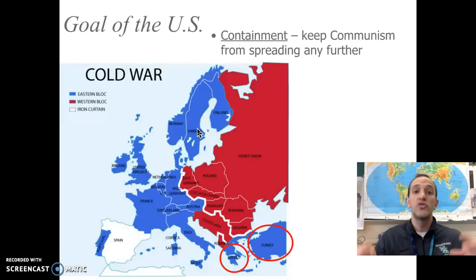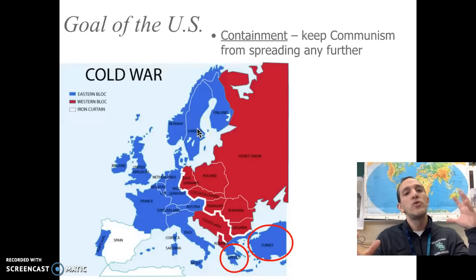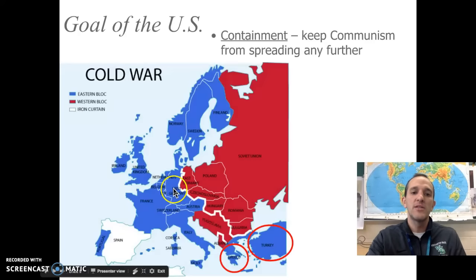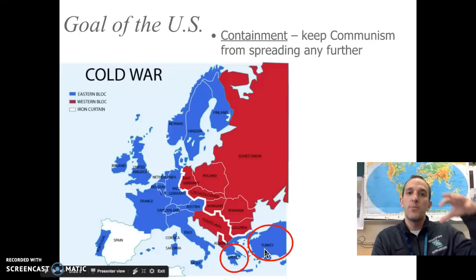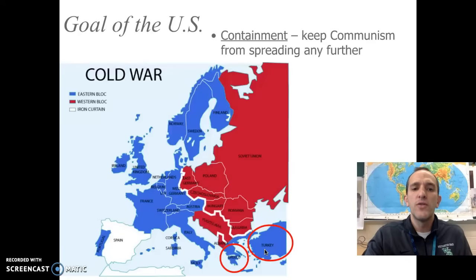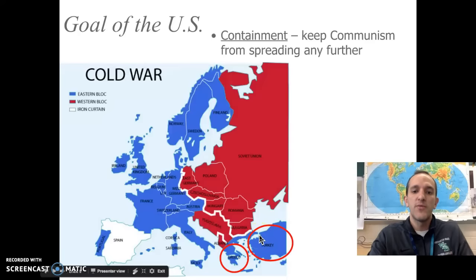The US's goal is to contain communism. You can't stop them. You can only hope to contain them. You want to try and contain communism. So make sure communism doesn't spread any further than where it is. So what we need to do is make sure these countries on the border don't turn communist. Like a container, you want to put something in the container to keep it from leaving or going bad. So the goal for the United States is to keep communism from spreading. We don't want any other countries to turn communist.